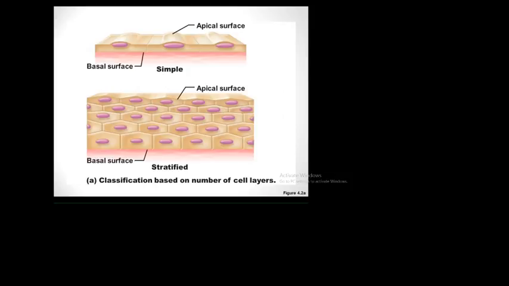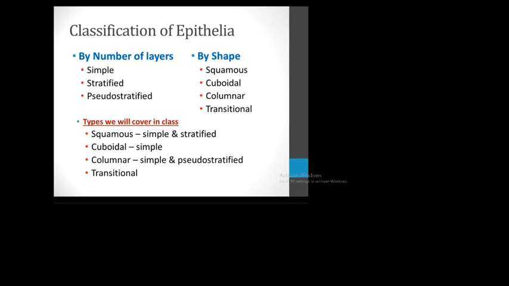So we'll see cells arranged in one layer, which is a simple arrangement, or stacked, which is a stratified arrangement. Coming back to our different shapes: squamous, cuboidal, columnar. I've got them on the board if you can see it. The flat cell is squamous, the cube-shaped is cuboidal, and the column-shaped is columnar. Aren't they named pretty appropriately? Which of these can hold the most water? Columnar.